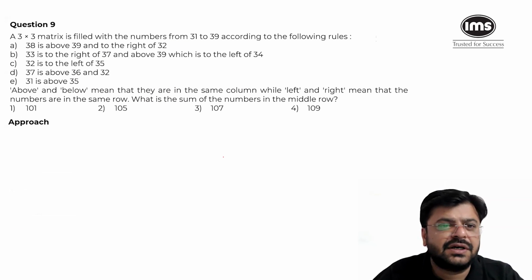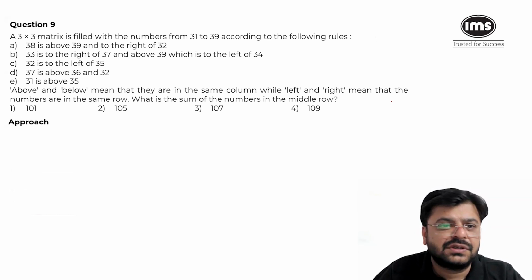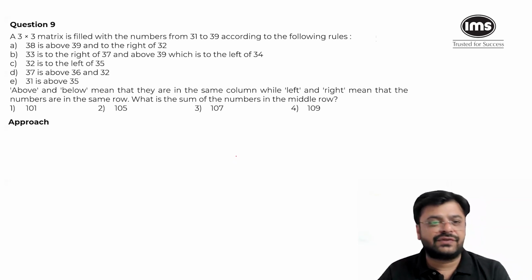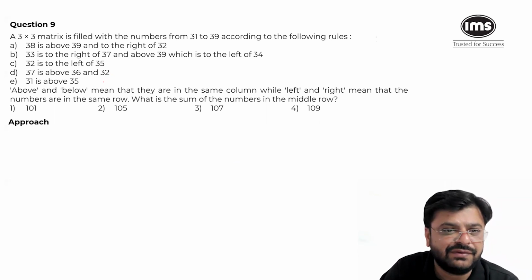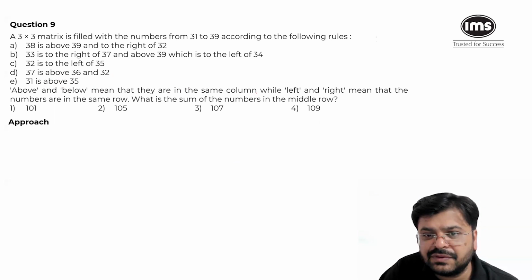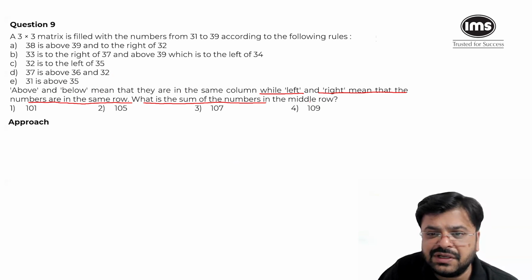In the given set, a 3 by 3 matrix is filled with the numbers from 31 to 39 according to the following rules. 38 is above 39 and to the right of 32. 33 is to the right of 37 and above 39, which is to the left of 34. 32 is to the left of 35. 37 is above 36 and 32. 31 is above 35. Above and below mean they are in the same column, while left and right means numbers are in the same row. What is the sum of the numbers in the middle row?